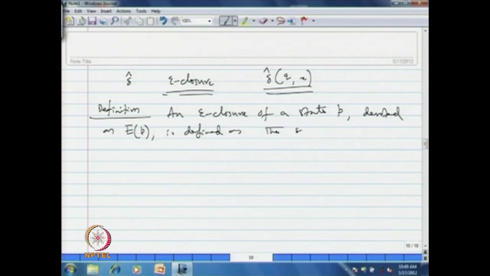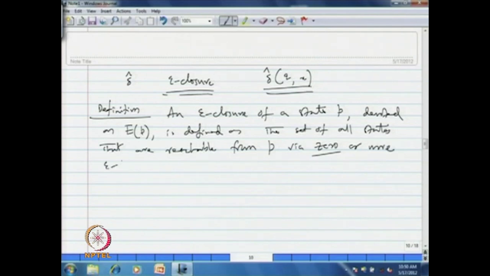the set of all states that are reachable from P via zero or more epsilon transitions. So, just follow zero or more epsilon transitions, whatever states are reachable from P, that set of states is said to be the epsilon closure of the state P.